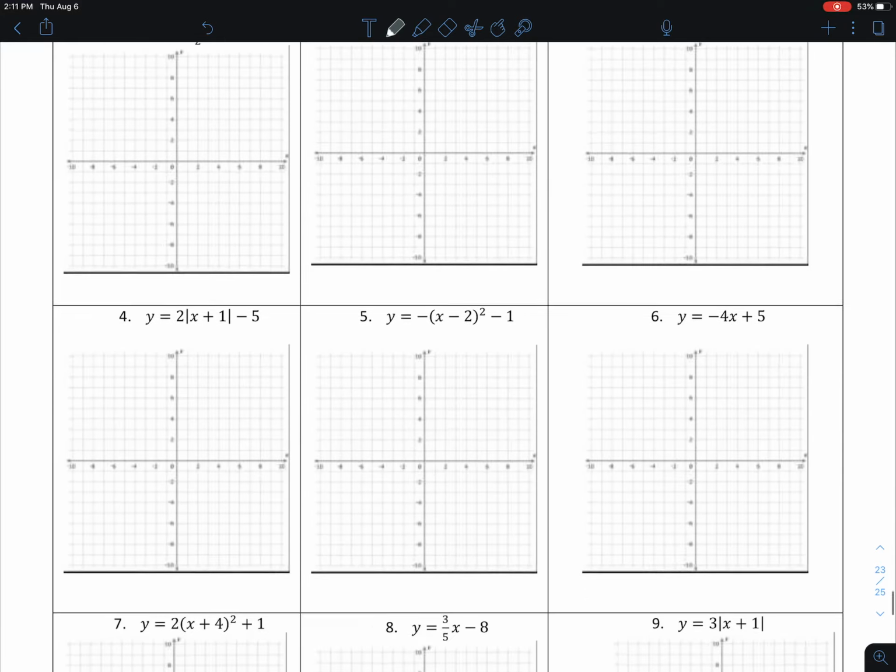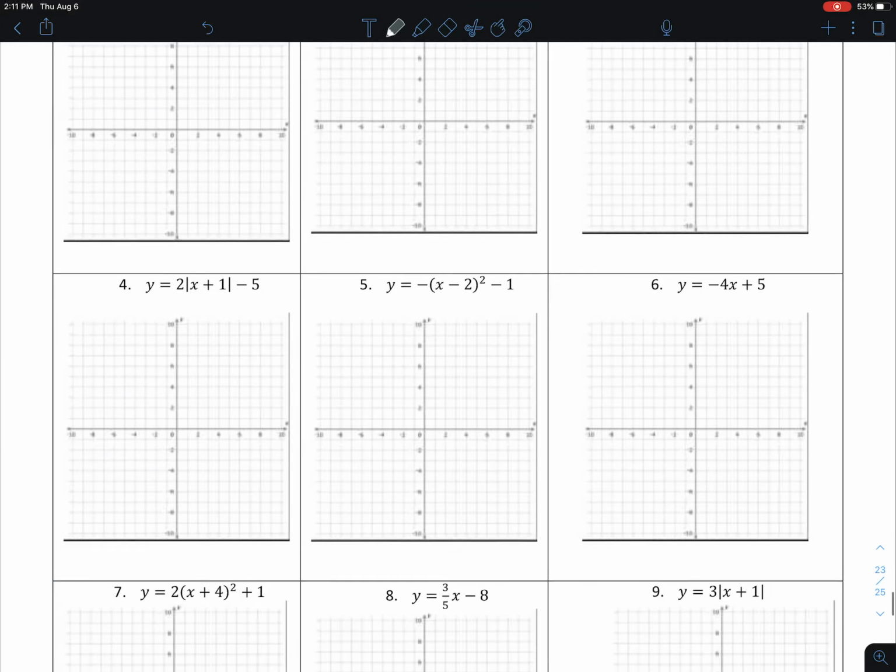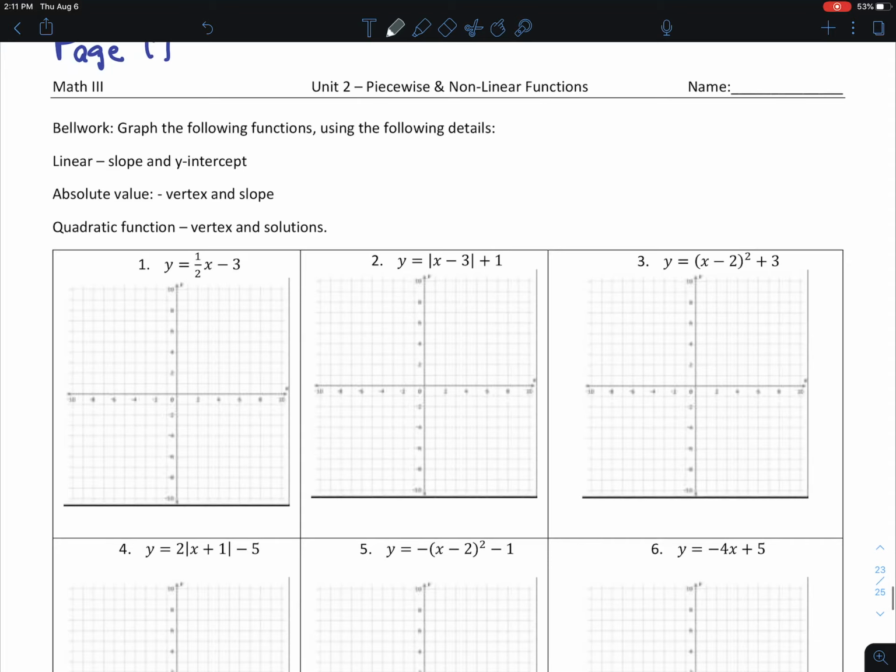Okay, boys and girls, this is day 5, and we're going to do bell work together. So I've given you 9 functions to graph, and they're a combination of linear, quadratic, and absolute value. So you have to use all of your skills to graph this. So why don't you try this on your own, and then I'll come back and I'll show you how to do them, or I'll give you the answers.